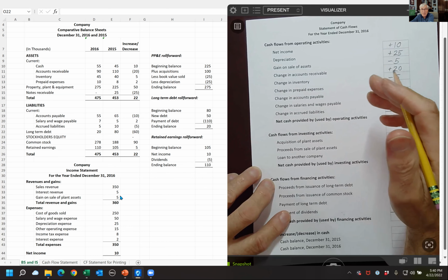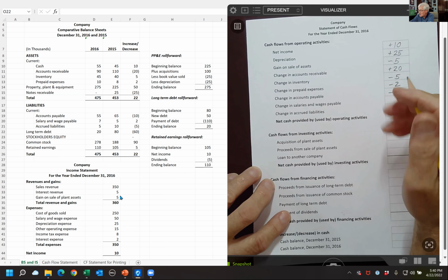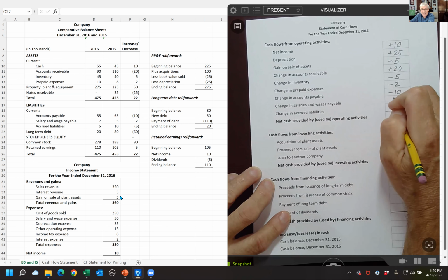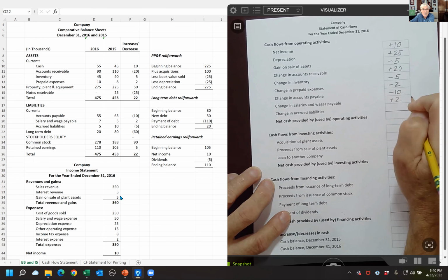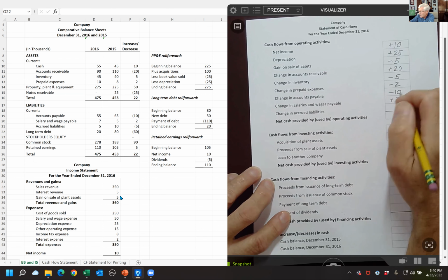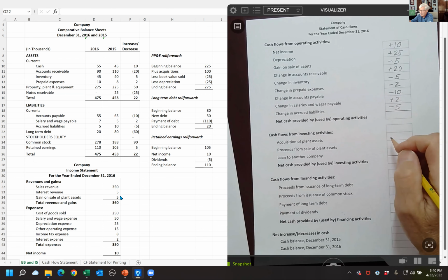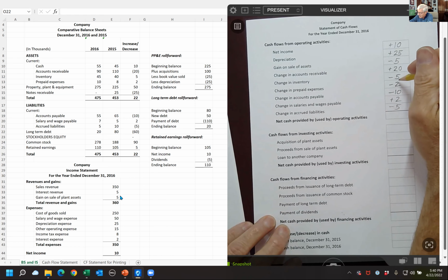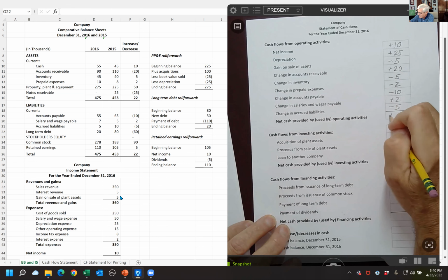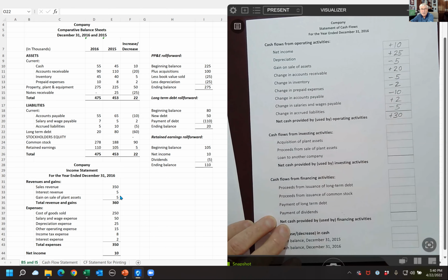Salaries and wages payable went up 2. So maybe some people who didn't pay, same direction, plus 2. And then accrued liabilities went down, same direction, minus 5. 25 minus 5, 25 to 10, I got my math right. This is going to end up being plus 30,000.